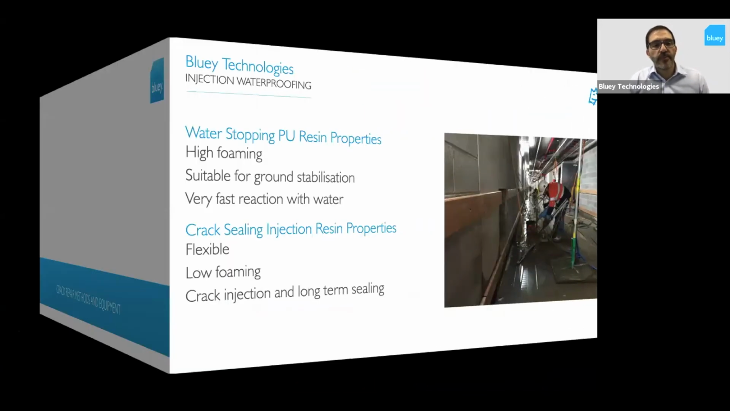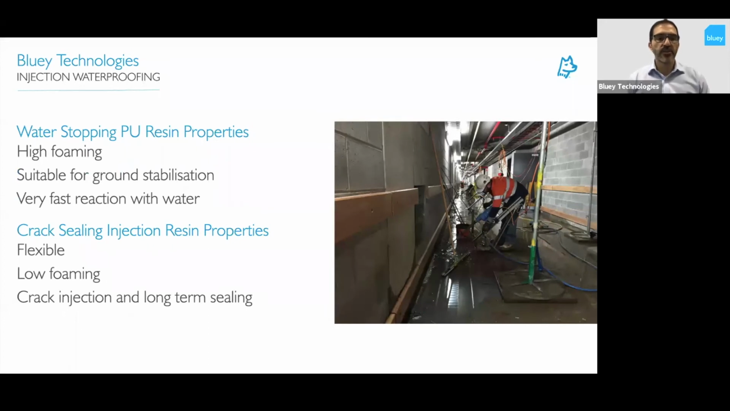Crack repair methods and equipment, just briefly touching on some of this. Water stopping is usually done by a PU resin with high foaming. They're usually suitable for ground stabilization, with very fast reaction with water. Don't be confused by the statement, very fast reaction. There are lots of resins out there that will react very fast. What you actually need is a product that forms stability and structure very fast. So not only should they start foaming quickly, but they should actually form a structure that will carry some load of resisting water very fast as well, not just foaming. That's a really important feature.